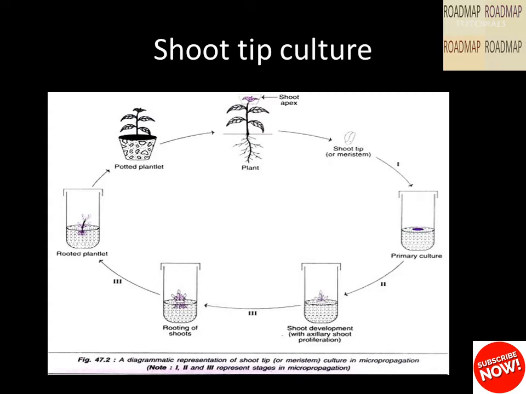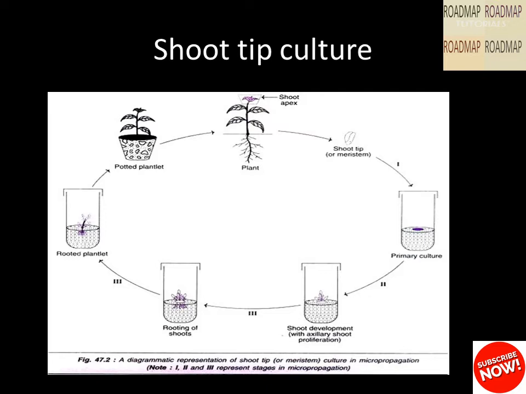Now, coming to the multiplication by axillary buds and apical shoots. Actively dividing meristems are present at the axillary and apical shoots. The axillary buds are also located in the axils of leaves, and they are capable of developing into shoots. In the in vivo state, a limited number of axillary meristems can form shoots.